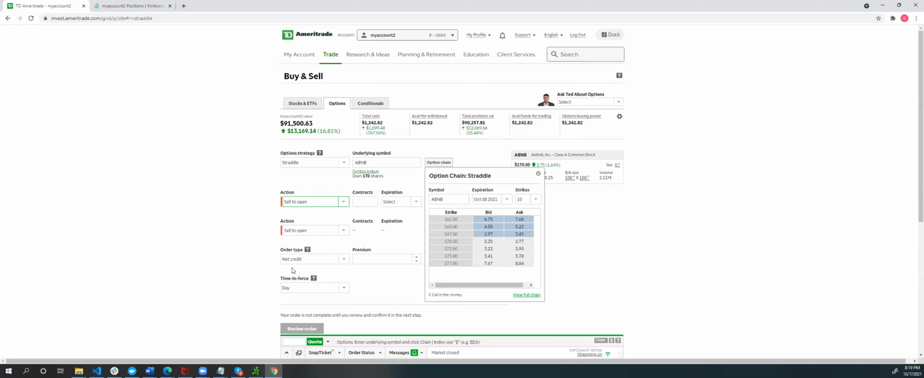But just remember, when you're selling, you are making money right away, but the maximum money you can make is whatever the credit money you got right away, while the maximum loss is dependent on the strategy you have executed.